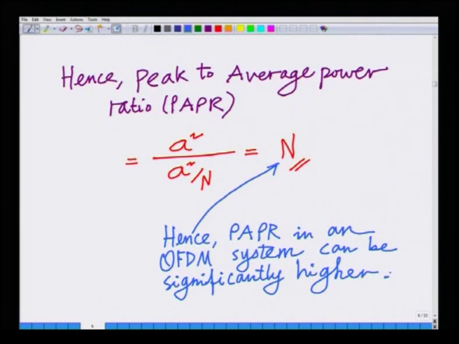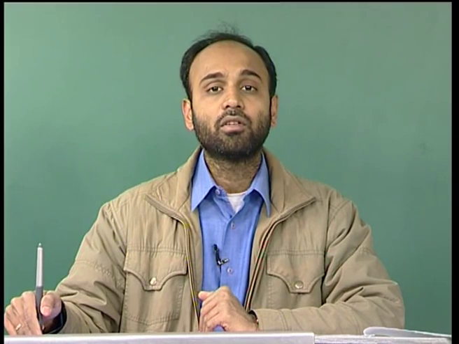Hence the PAPR of an OFDM system can be significantly higher, that is, there is a significant swing of the instantaneous power or the peak power with respect to the mean power. Further, what we observe here is interesting. It says that this peak to average power ratio rises with n, which is the number of subcarriers.